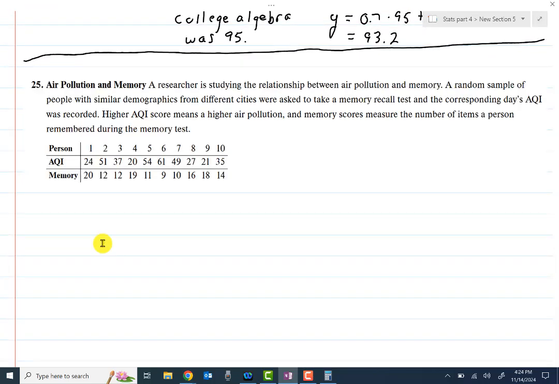Here is a study that links memory with air quality index. So what they're going to do here is use AQI as the independent or the X variable. Memory will be the Y variable. So I want to get an idea of if the relationship is even any good. So let's go back to Desmos with these numbers.